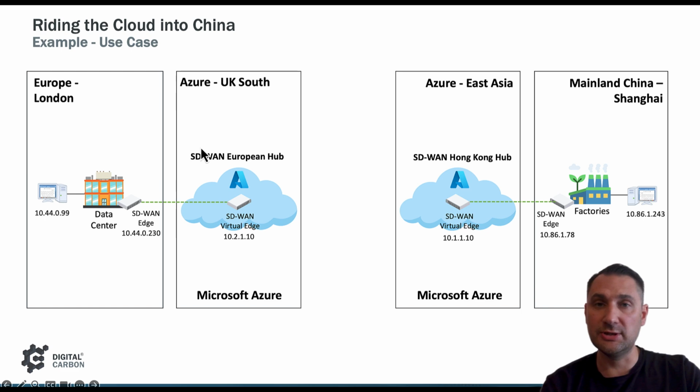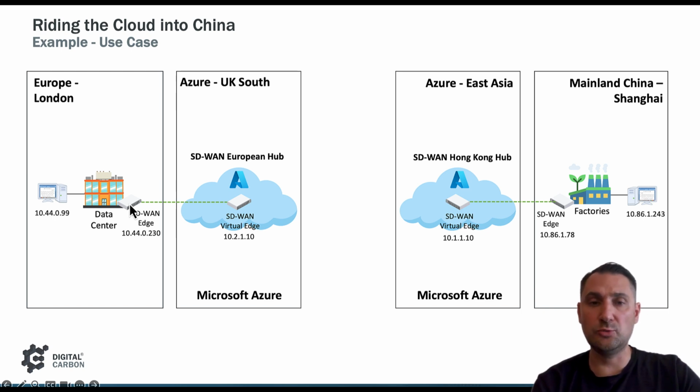So our server, which is located in the data center, has connectivity to our SD-WAN edge within the same location, our data center. And from that edge, the overlay tunnel should now be built to the SD-WAN virtual edge, which is found within Microsoft Azure UK South region.